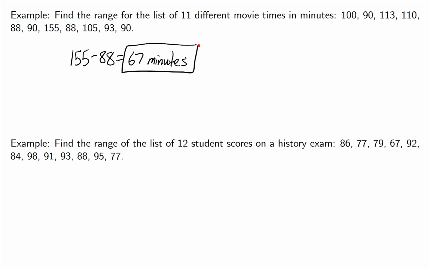Next example, it looks like the highest score in this class was a 98, and the lowest score in this class was a 67. So the range in this case is 31. I think I will actually put points as a unit this time, since we're thinking about scores on a test. That's all for range.